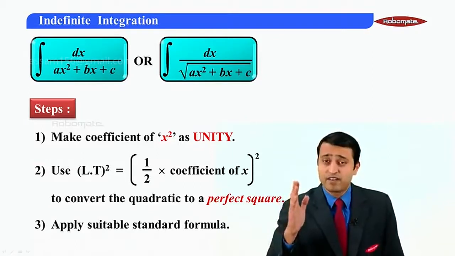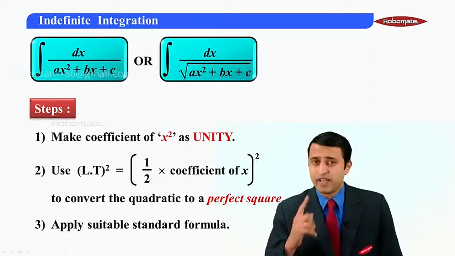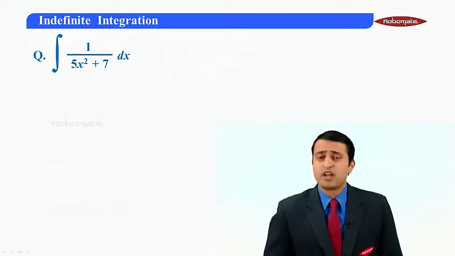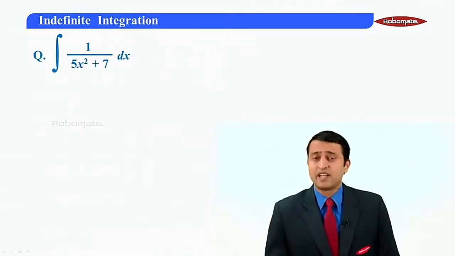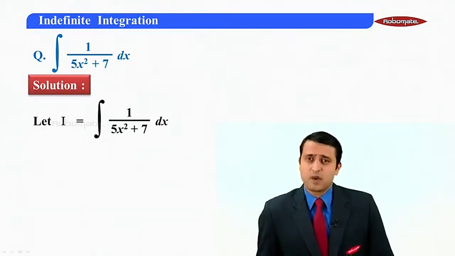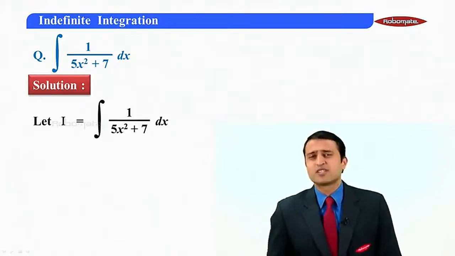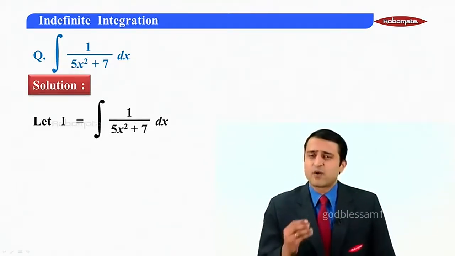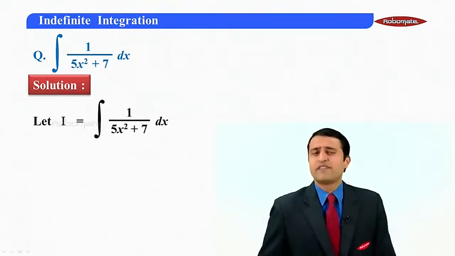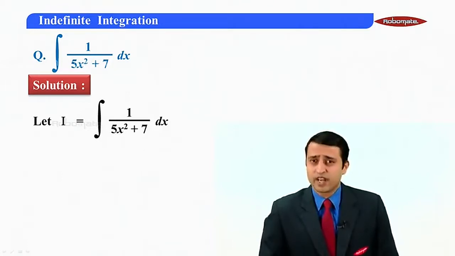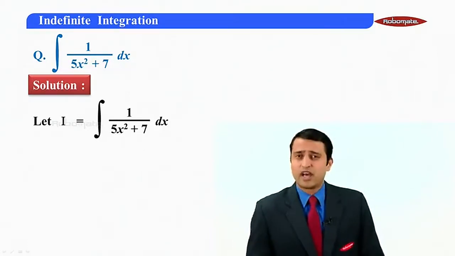Now what we have written here, let us understand via an example. So here the first example says integral 1 upon 5x square plus 7 dx. So solution, let us see what are the steps. Let us copy the question. Now my dear students, here very clearly the integral does not require any simplification or modification. It is directly in the form of x square plus a square. Let us just write that for our understanding.